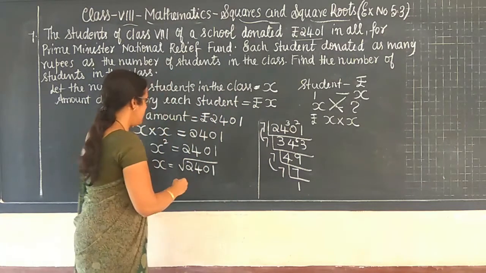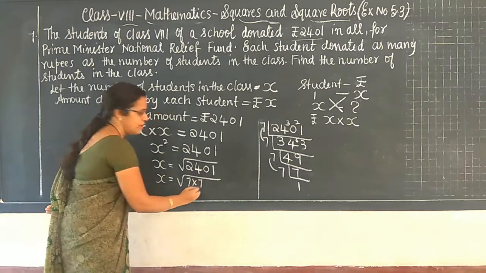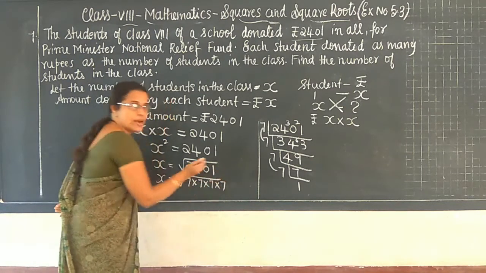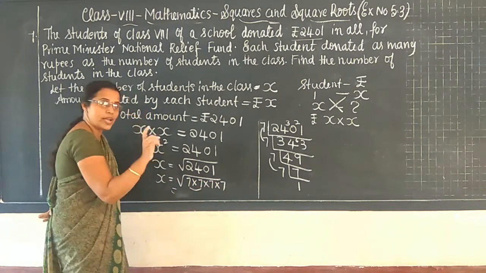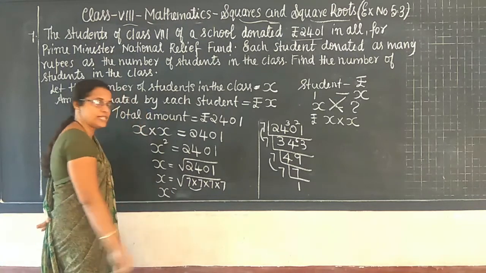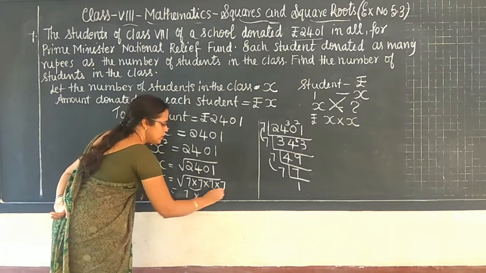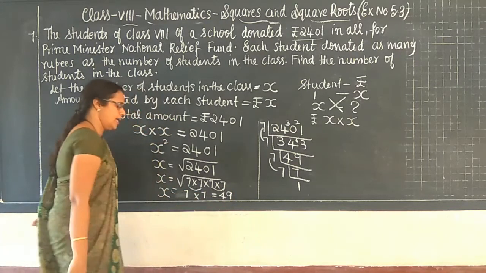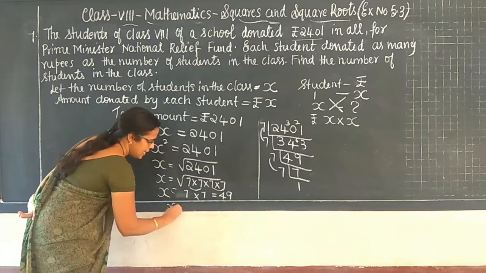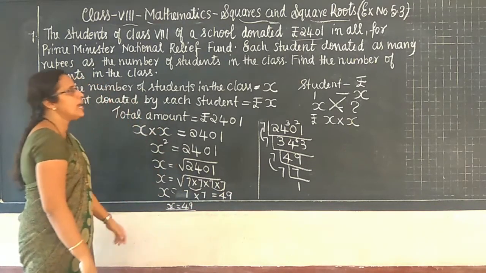Will you agree? So now X can be written as the square root of 7 into 7 into 7 into 7. So what is the answer? 7 into 7 twice is there, so what is the value of X? 7 into 7 once, you write. 7 7s are 49. So what is the final answer? X is equal to 49. What is 49?